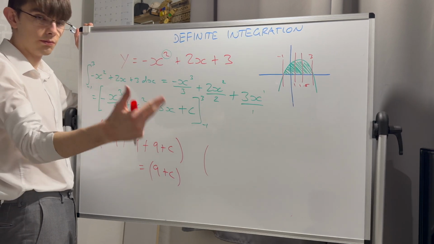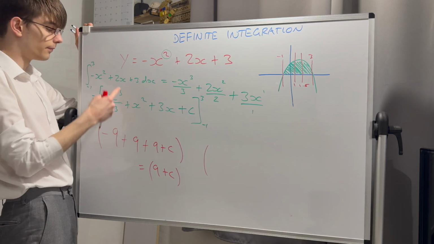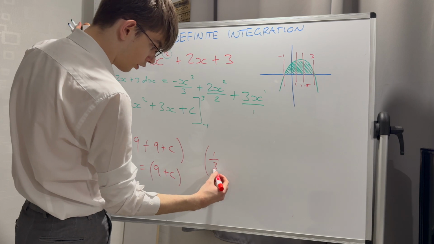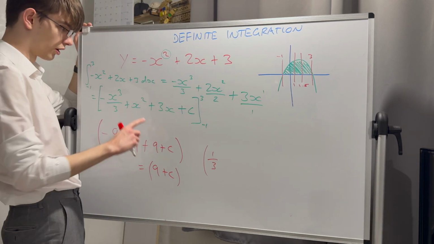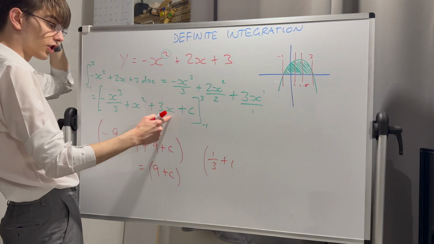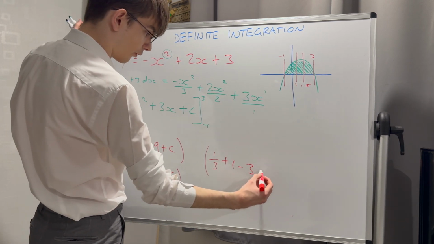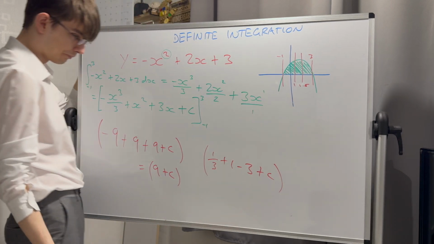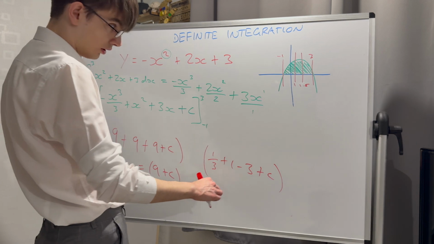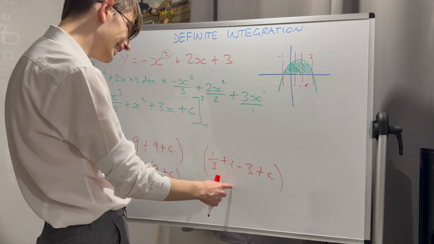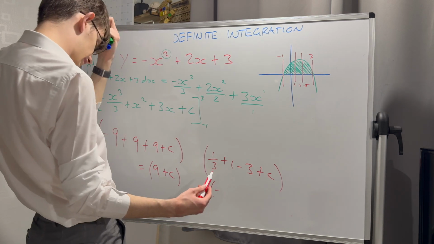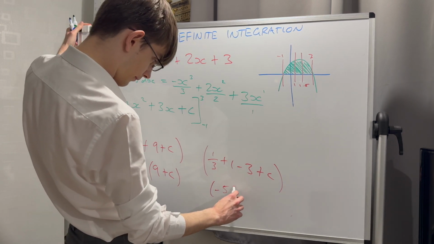Minus 1, 1, minus 1. That's minus 1 times minus 1 is 1, divided by 3 is 1 over 3. So far, so good. Plus minus 1 squared is 1. Plus 3 times minus 1 is minus 3, plus c. Let me simplify this. 1 minus 3 is minus 2. Minus 2 plus a third is minus 5 over 3.